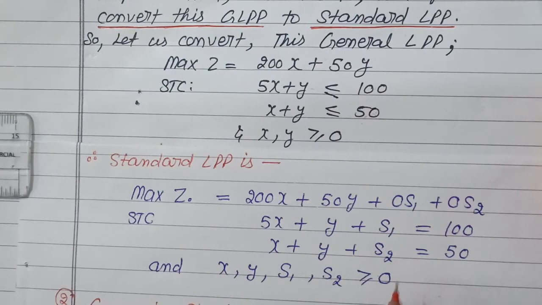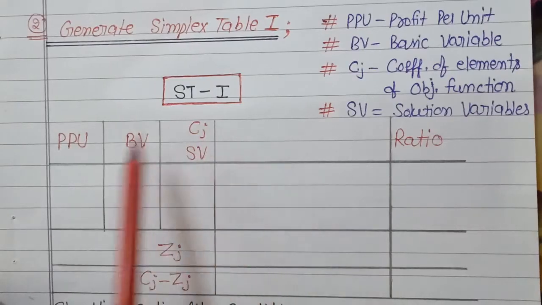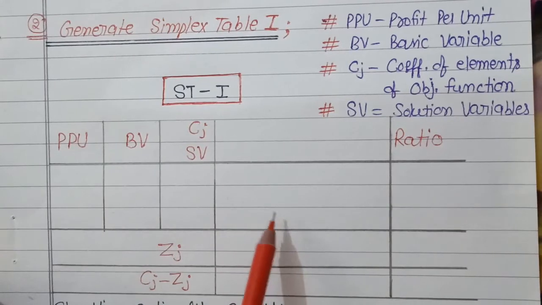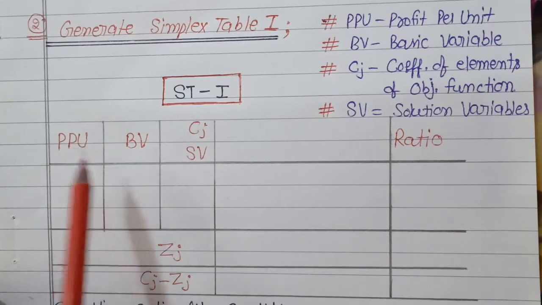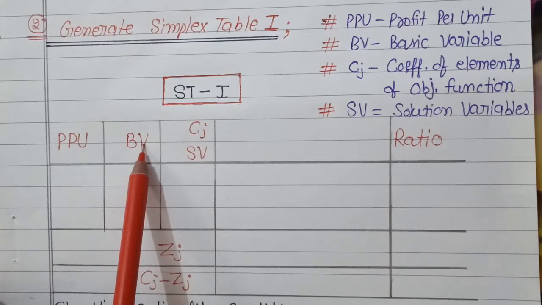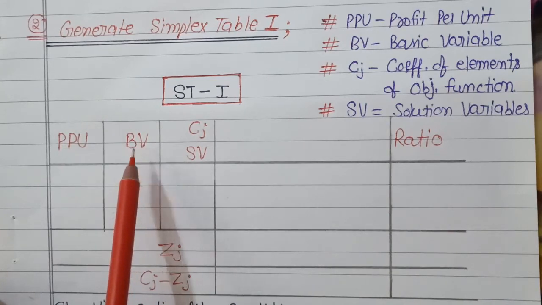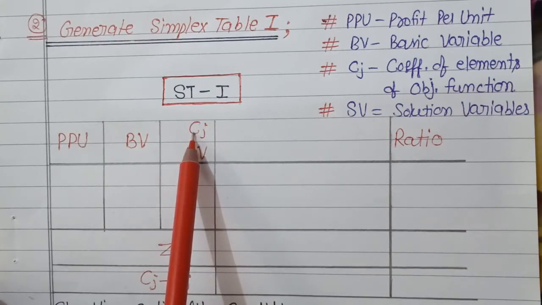For that purpose we have to put these values into the simplex table. Now this is the format of a simplex table. This is PPU, that is profit per unit. This is BV, called the basic variable. This basic variable is generally the s1 and s2 which we have added in the constraint equations. This is Cj, that is, the coefficients of the elements of the objective function.